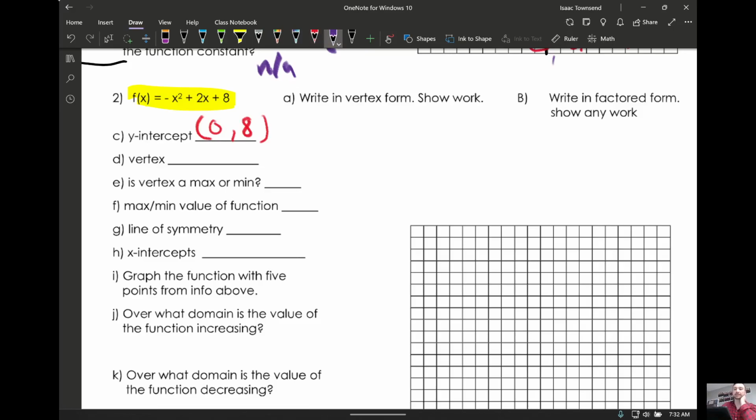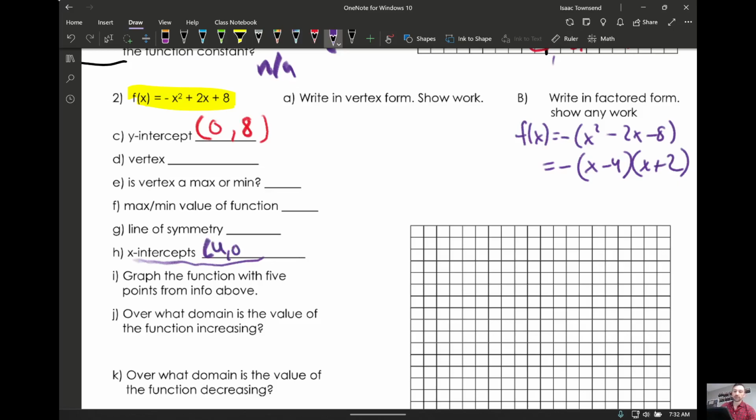Next I did x-intercepts, and for me x-intercepts are easy to get out of the factored form. So optional, but most people are going to want to factor out this negative. Set each factor equal to 0 and solve. -1 doesn't equal 0, so that doesn't give us anything. x minus 4 equals 0 at 4, and x plus 2 equals 0 at -2.